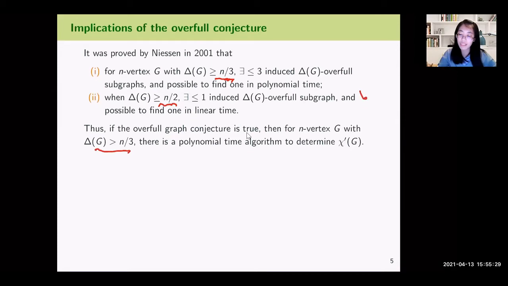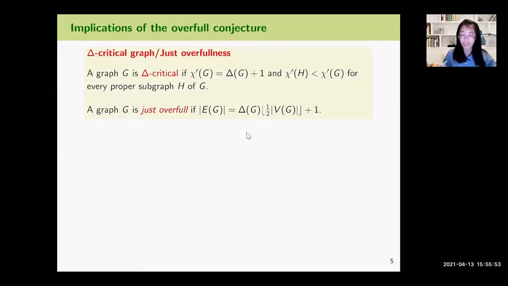Actually, for this second case, if the graph has an even order, then the only possible Δ(G)/4 subgraph is obtained by deleting a single vertex. And if the graph has an odd order, then the only possible Δ(G)/4 subgraph is the graph itself. So that is one of the reasons that the overfull conjecture implies the one factorization conjecture. I will talk about this later, but we need those concepts.